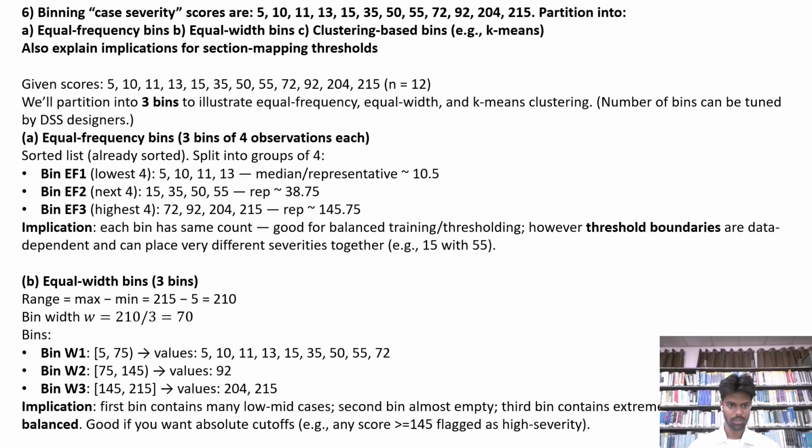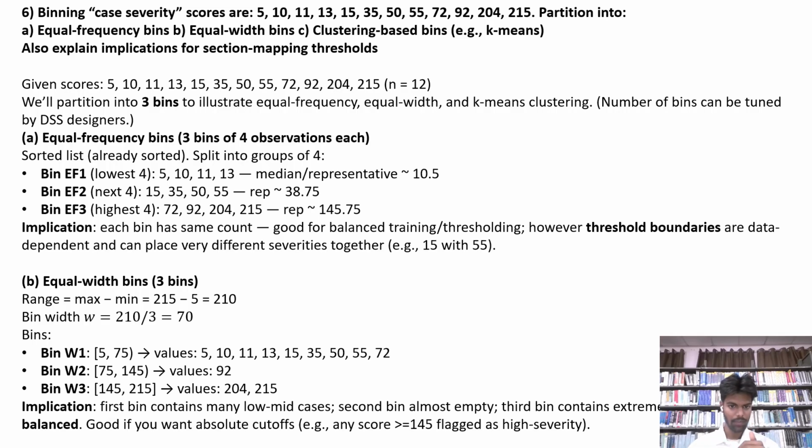Starting with the sixth one, question 6, binning. Case severity scores go 5, 10, 11, 30, 35, 50, 55, 72, 92, and till 215, partitioned into A, equal frequency bin, B, equal width bin, C, clustering based bin, and also explain the implication for section mapping threshold. Given the scores, we will partition into three bins to illustrate equal frequency, equal width, and k-means clustering.